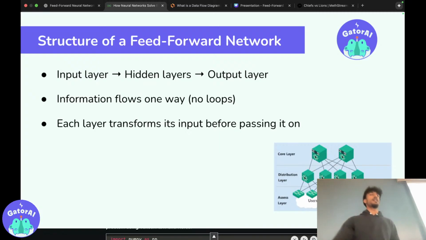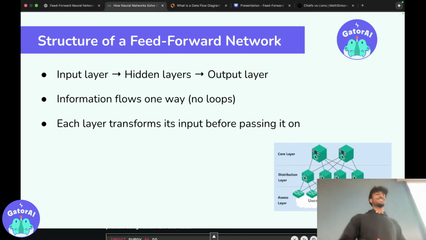All right. Let's break down the architecture of a feed-forward neural network. It pretty much has 3 main parts: an input layer, hidden layers, and an output layer. The information moves forward only. It goes from input to output with no loops or feedbacks. That's why it's called feed-forward. Each layer takes what is given, performs a weighted transformation, applies an activation function, and then sends the result to the next layer.